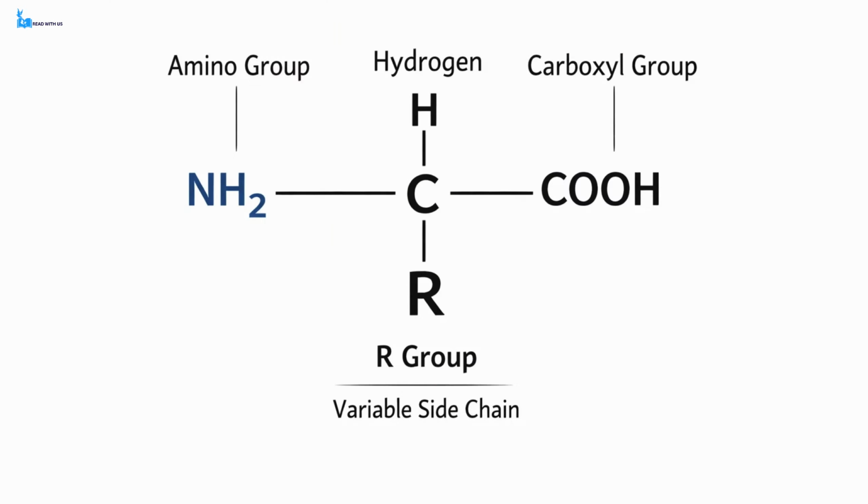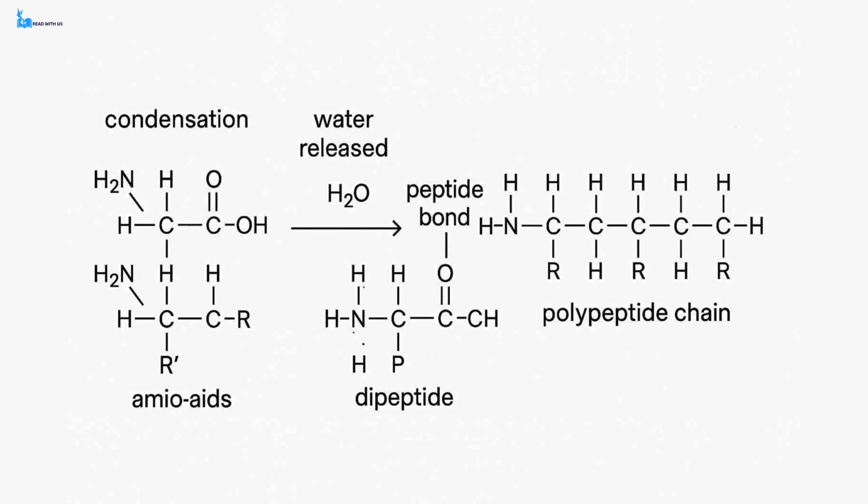Proteins are built from amino acids, and each amino acid has a central carbon bonded to an amino group, a carboxyl group, a hydrogen atom, and a variable side chain called the R group. Amino acids join by forming peptide bonds during condensation reactions, first making dipeptides, and then long polypeptide chains as more amino acids are added one after another.